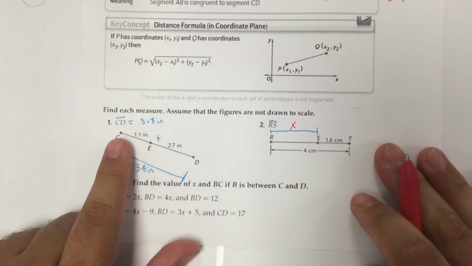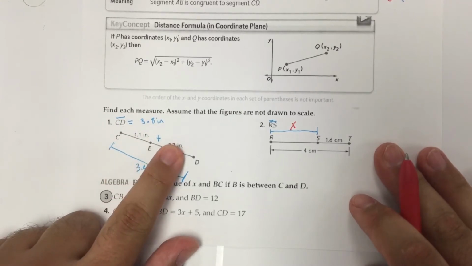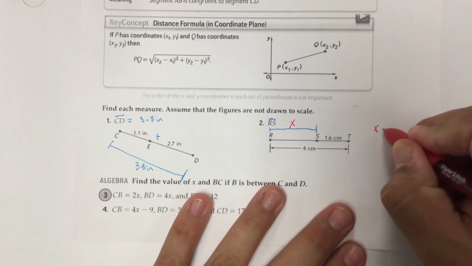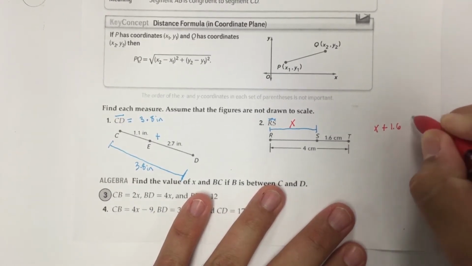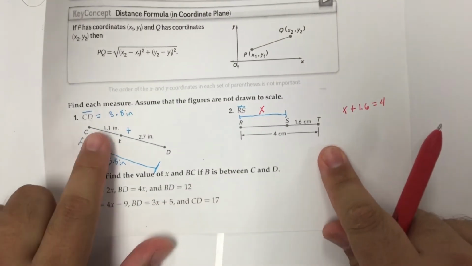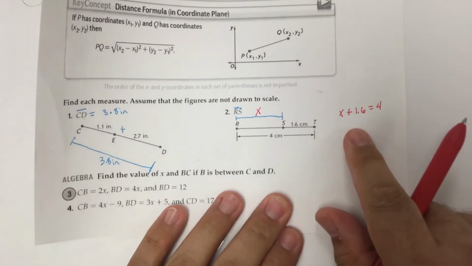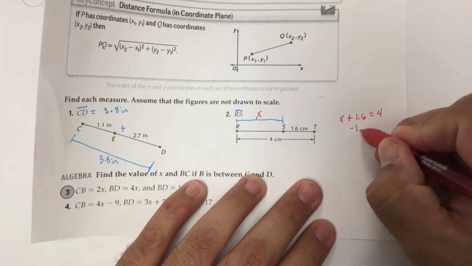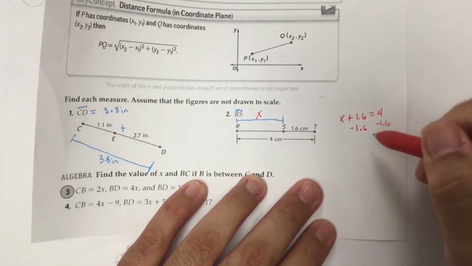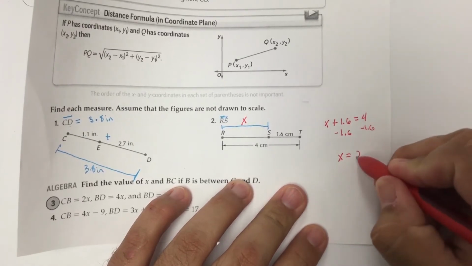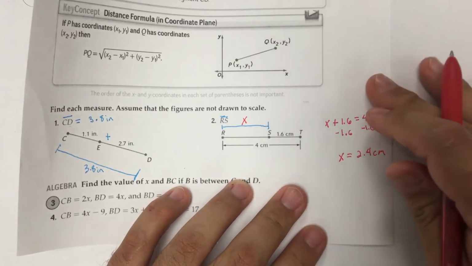So kind of like what we did here on number 1, I added the two line segments to get my whole segment, right? So if I do that here, I'm going to get X plus 1.6 equals 4, right? This is literally the exact same setup I did on number 1 on this example here, right? I added the two segment pieces to get the whole segment, right? So X plus 1.6 equals 4. So in order to solve for my missing piece, I subtract 1.6 centimeters from both sides, right? Because I'm going to use my subtraction property of equality. Right? And I get X equals 2.4 centimeters, right?